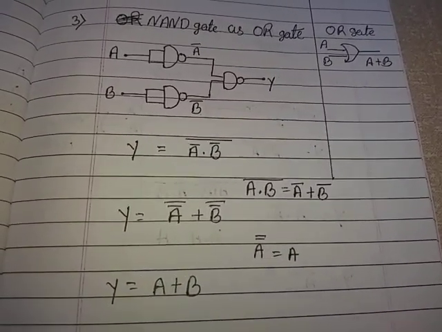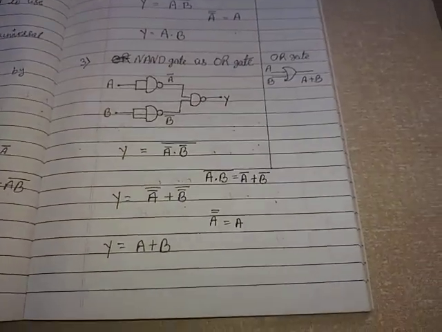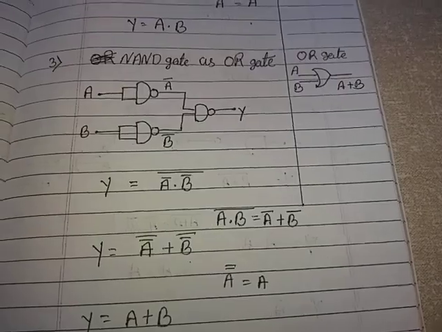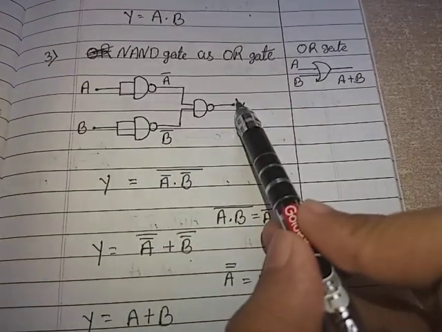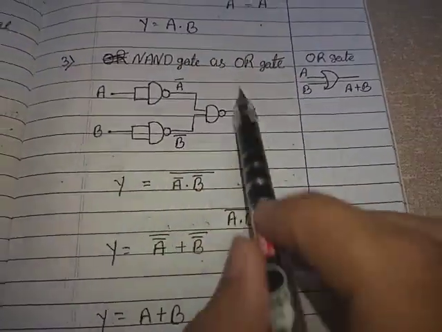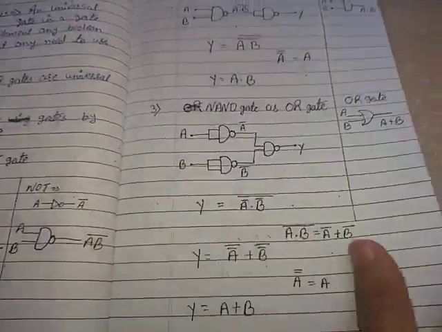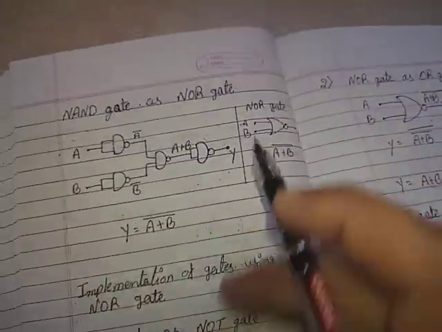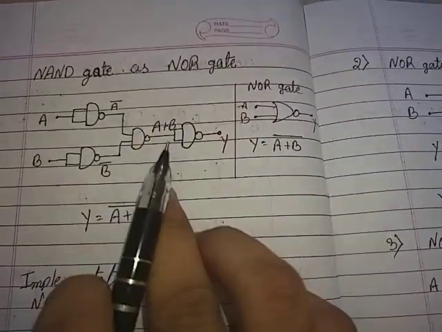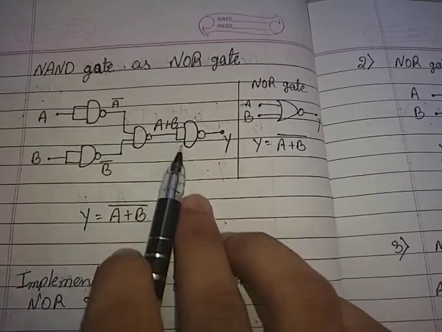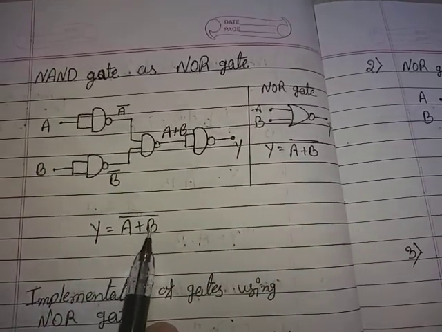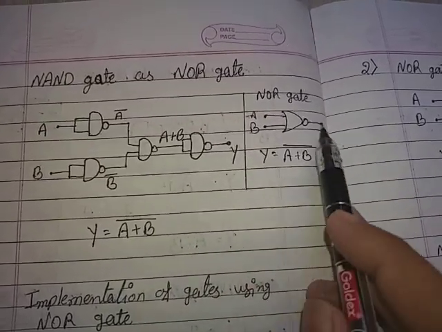Now next is NAND gate as NOR gate. As we know that NOR is NOT of OR, we simply add one NOT gate after the OR gate implementation. Here we go. This is the OR implementation, and we have added a NOT gate. So we get (A plus B) whole bar, that is the NOR gate.